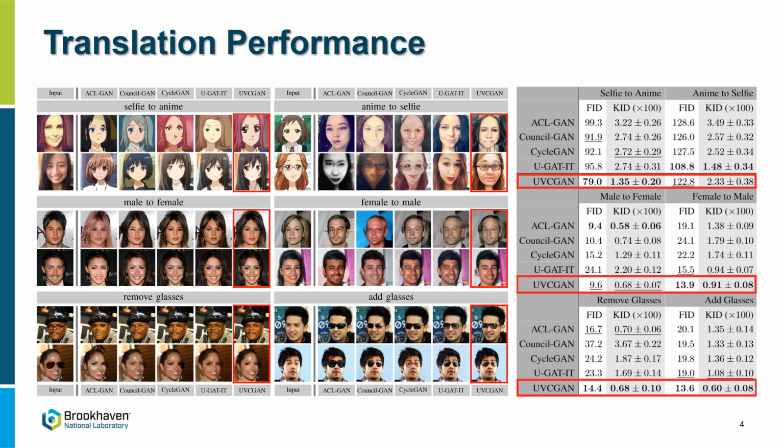To see the potential of our cycle-consistent GAN with the UNet ViT generator, we trained it on 3 benchmarking datasets: Anime selfie translation, CelebA gender swap, and CelebA eyeglasses adding and removal. And we compare UVCGAN with 4 benchmarking algorithms: ACL-GAN, Council-GAN, U-GAT-IT, and of course, CycleGAN in terms of FID and KID scores. UVCGAN outperformed the benchmarking algorithms in 4 out of the 6 translations and ranked second in the remaining 2.